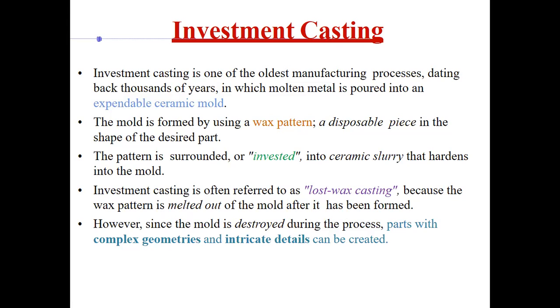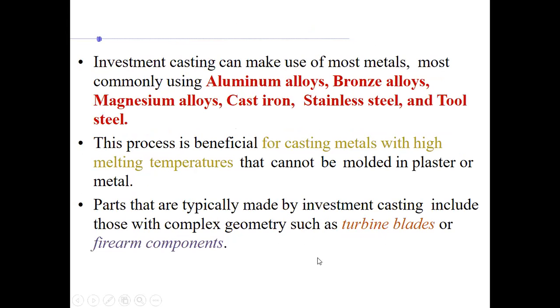We have this complicated turbine blade, right, of jet planes and ships. All those blades, and even power plant turbines, those blades are also made with investment casting. You can make use of most metals, most commonly aluminum alloys, bronze alloys, magnesium alloys, cast iron, stainless steel, tool steel. So almost all kinds of metals can be produced with investment casting.